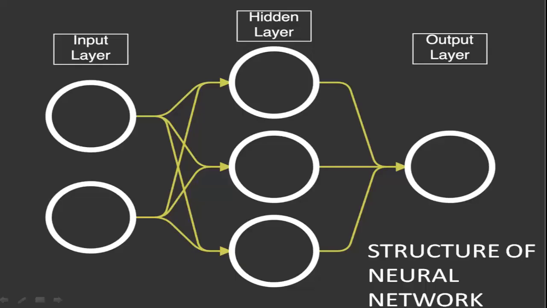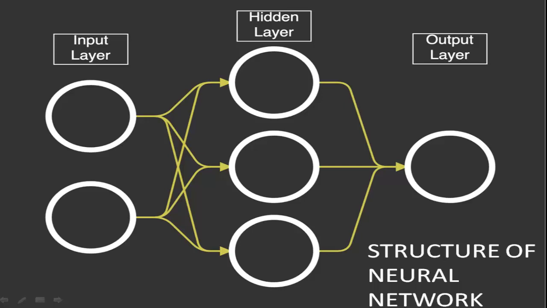Basic structure of neural network. Basic structure of artificial neural network consists of artificial neurons that are grouped into layers. Most common artificial neural network consists of input layer, one or more hidden layers, and output layer. Input layer takes input signal and passes them to next layer. They don't apply any operation on input signal.